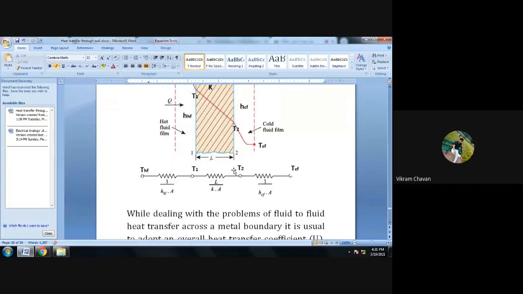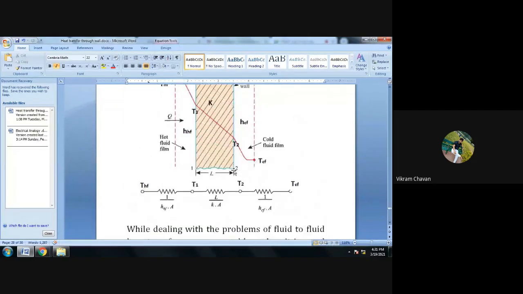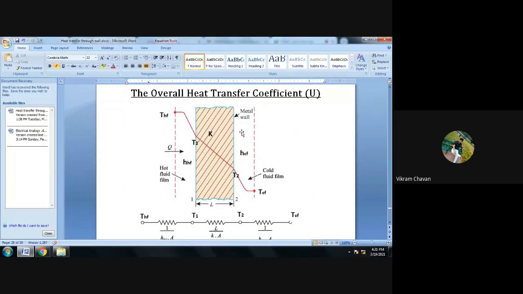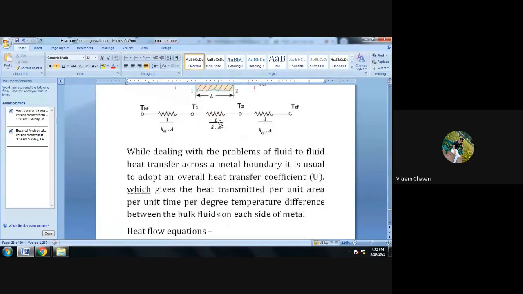Now what do we have to do? Whenever we deal with this type of geometry, we need the overall heat transfer coefficient, so we have to find out the overall heat transfer coefficient. While dealing with the problems of fluid to fluid heat transfer across a metal boundary, it is usual to adopt an overall heat transfer coefficient, denoted as capital U, which gives the heat transmitted per unit area, per unit time, per degree temperature difference between the bulk fluid on each side of a metal.